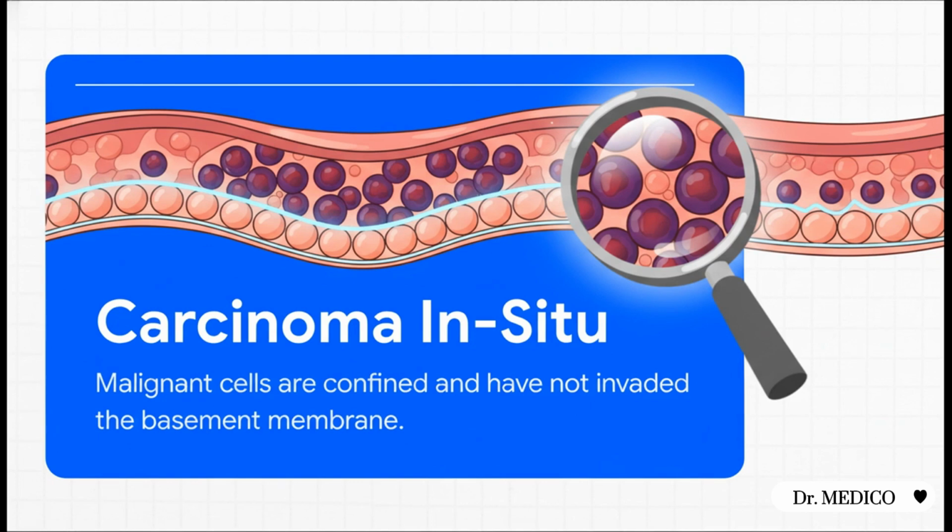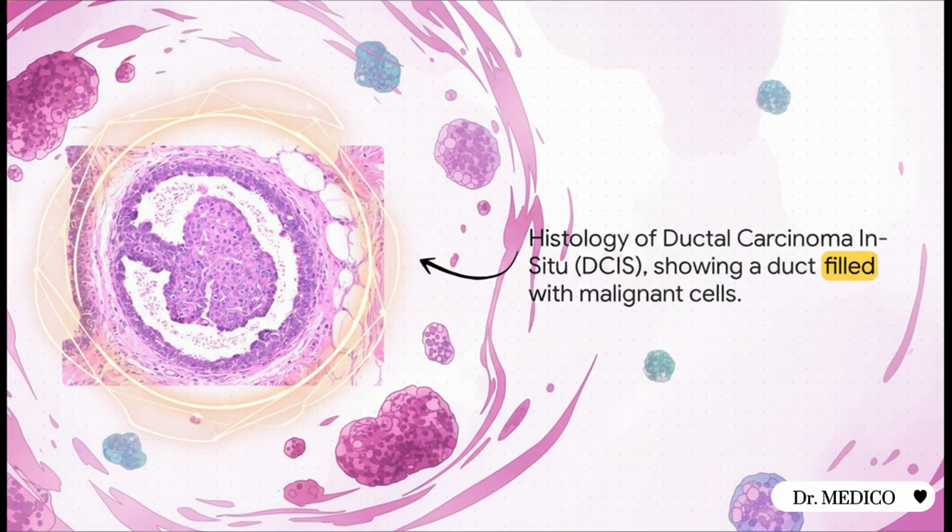They're both contained, but you'll see their appearance and their behavior are quite different. This micrograph demonstrates DCIS just beautifully. You can clearly see the breast duct is packed, completely filled with these pleomorphic, which just means variously shaped, malignant cells. But they're still confined within that ductal basement membrane.